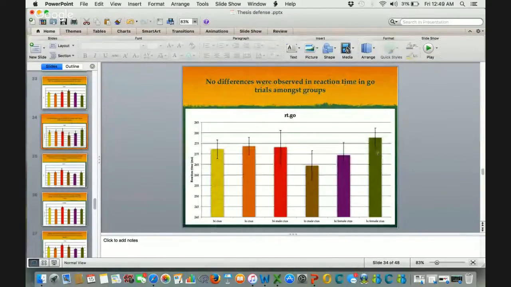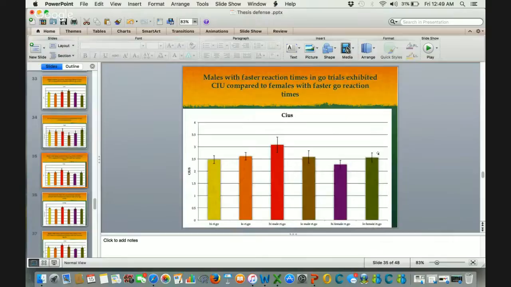Next, we want to also look at reaction times. We looked at the reaction times for the gos first to try to understand if there were any differences there. We didn't see any differences observed amongst the reaction times for each group. But when we switched it around, we saw that the males with the faster reaction time exhibited compulsive internet use in comparison to the females with the faster reaction time.